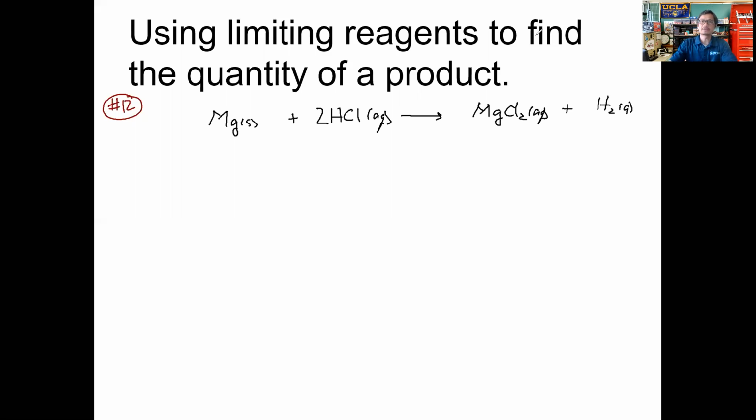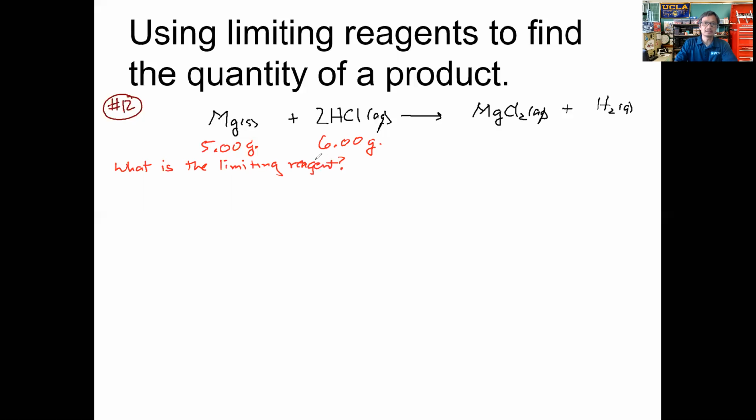All right, so let's go ahead and write down what we're given here. We were told that we're going to start out with 5 grams of magnesium and 6 grams of HCl. So for the two possible calculations that we can do, we've got to find the limiting reagent first. So the question then is, what is the limiting reagent?